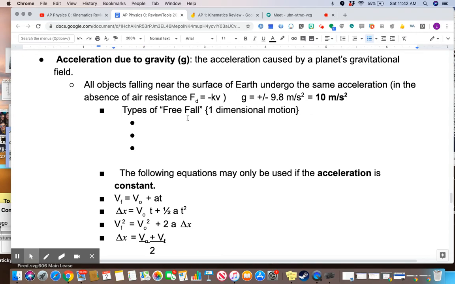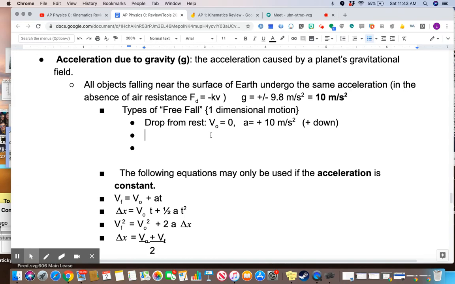So type 1 is when an object is dropped from rest. I call it type 1 because that's the easiest type. That means that the initial velocity is equal to 0. And for acceleration, we use a positive 9.8. On the AP exam, you're going to use positive 10 meters per second squared. And remember that positive, we assign that to be down in the direction of the force of gravity. Right, and that's 1 dimension, so we use the big 4.